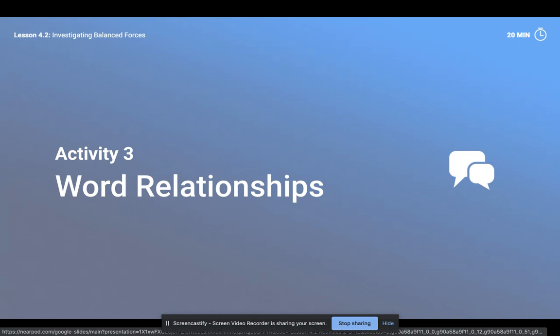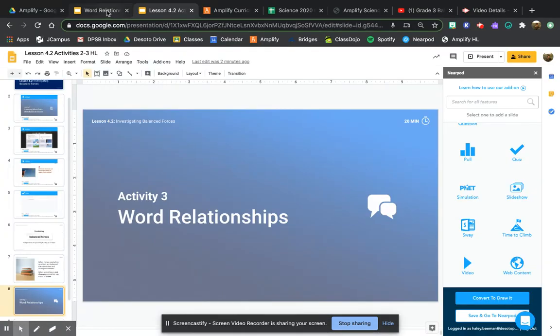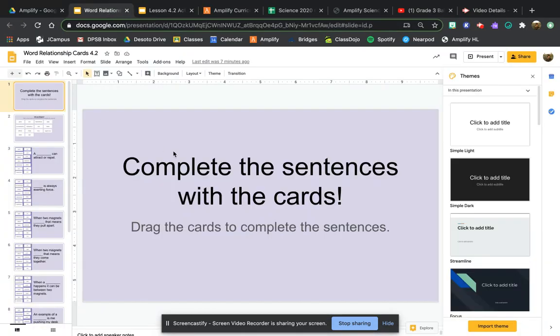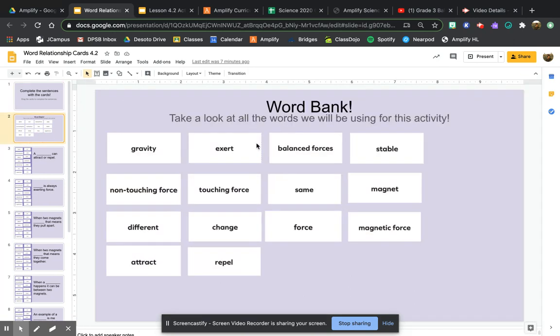We're going to move on to our third activity, which is word relationships. Now I'm going to show you how to do this activity. You're going to receive this in your Google Classroom, and it's going to look just like this. It says complete the sentences with the cards. Drag the cards to complete the sentence. So we're going to go ahead and look at our cards.